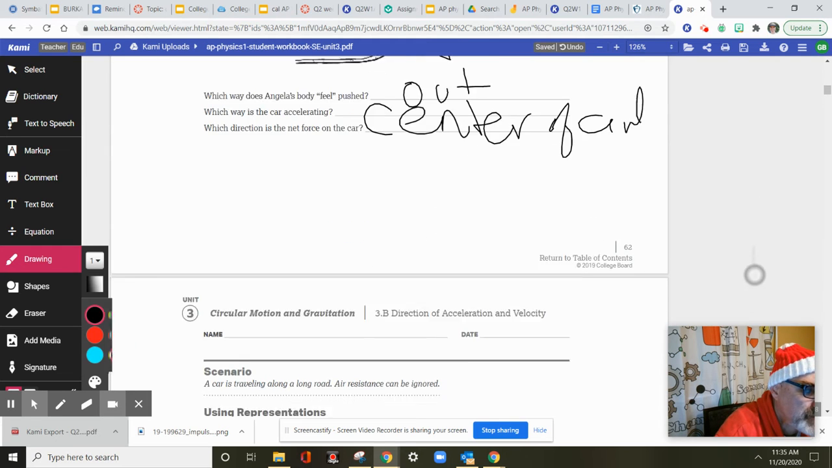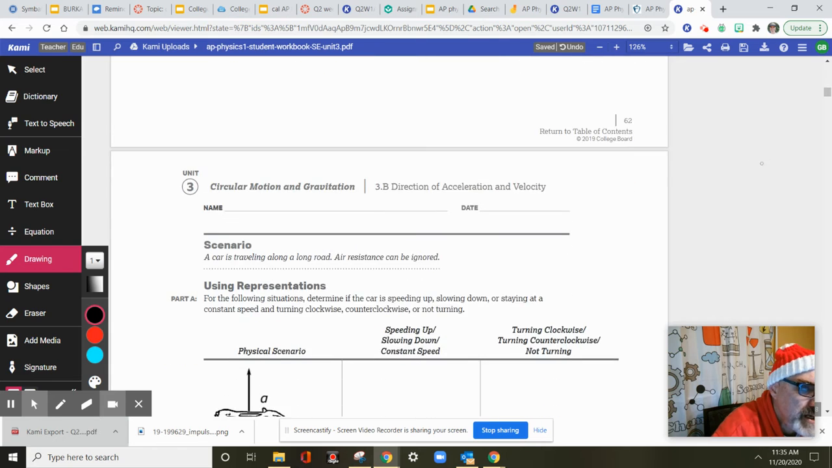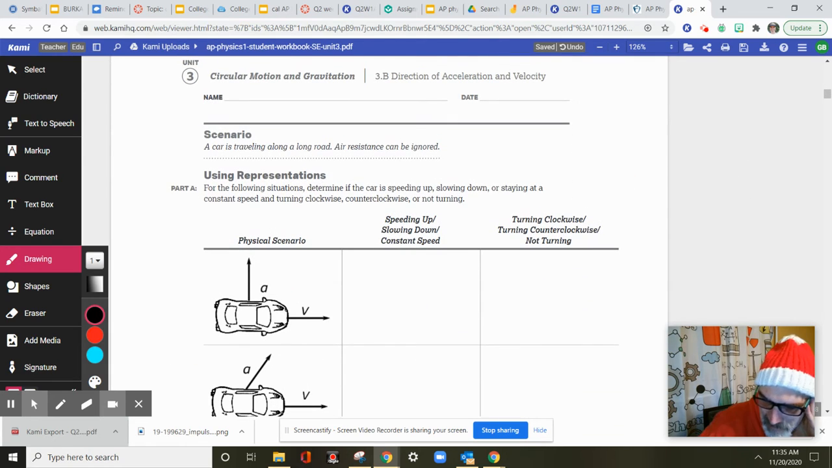Okay, and so that was A. We're at 3 minutes. Let's try B. So a car is traveling along the road, and air resistance can be ignored, or it's in a vacuum.